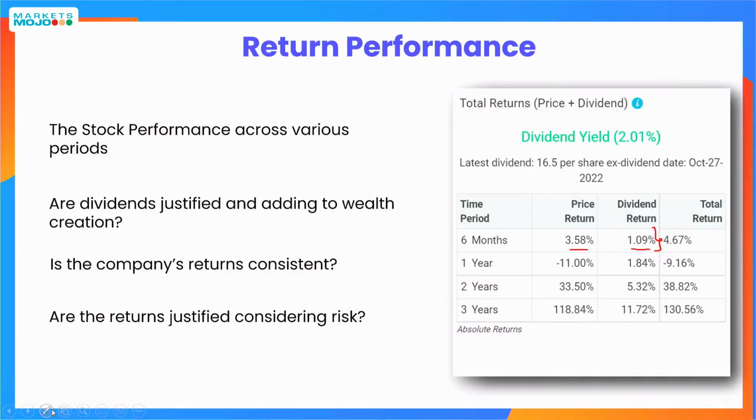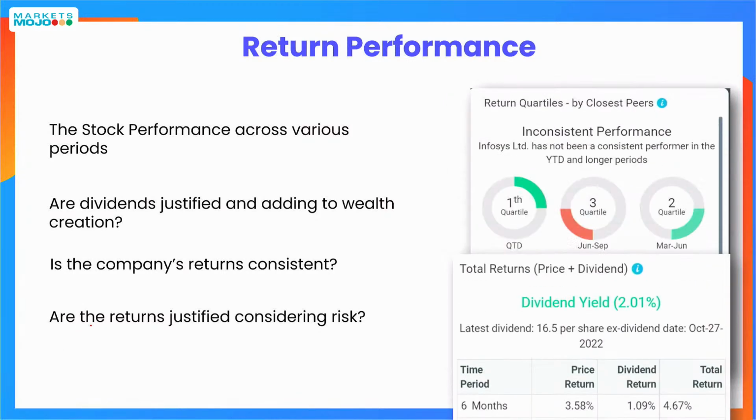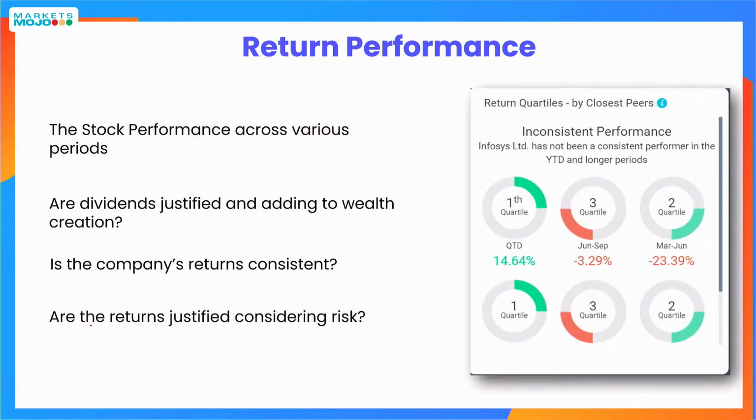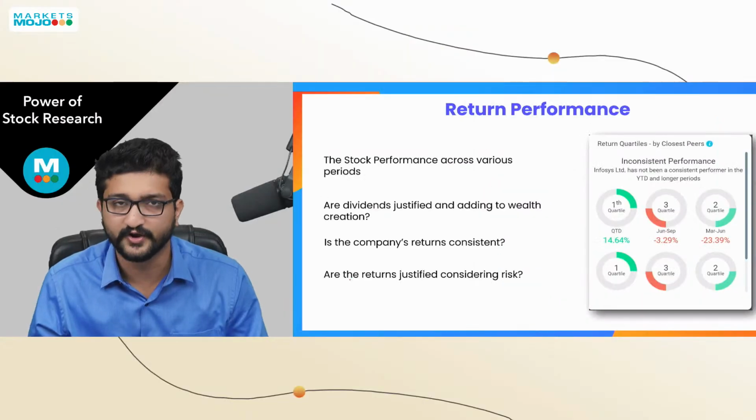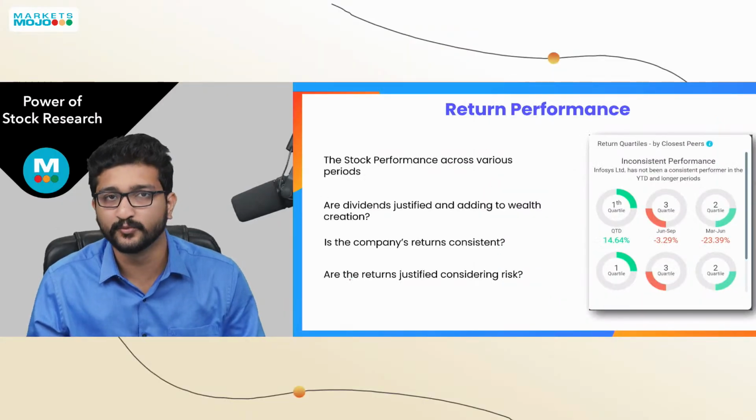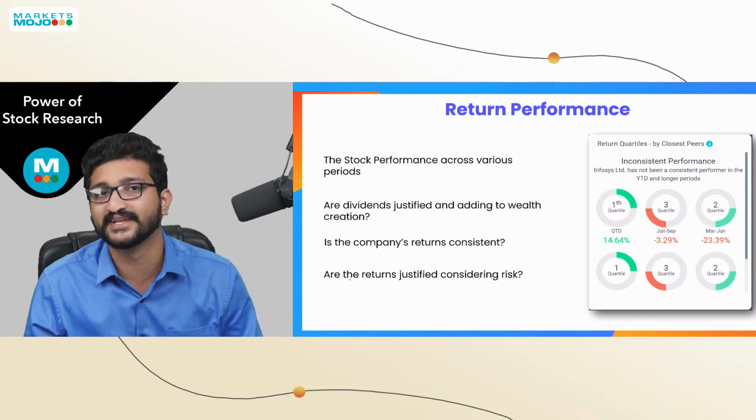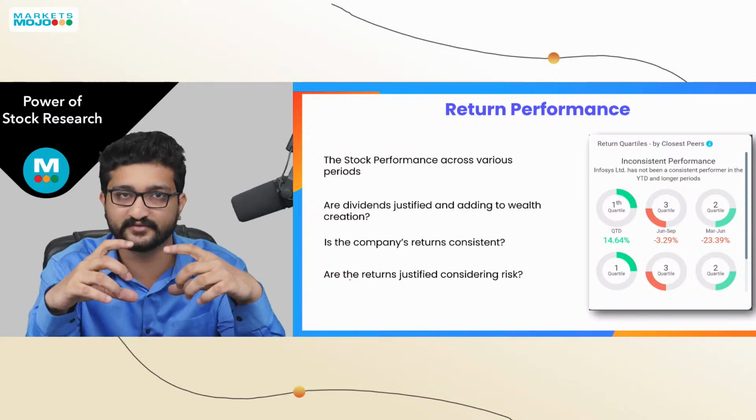Okay, so now let's move on to the next question. Is the company's return consistent? This is the quartile performance of the company. Here, what we've done at Markets Mojo is that we've looked at all companies in a particular sector or in a particular industry, and we've grouped them as per a quartile. Quartile, as the name suggests, means quarter, so 25%.